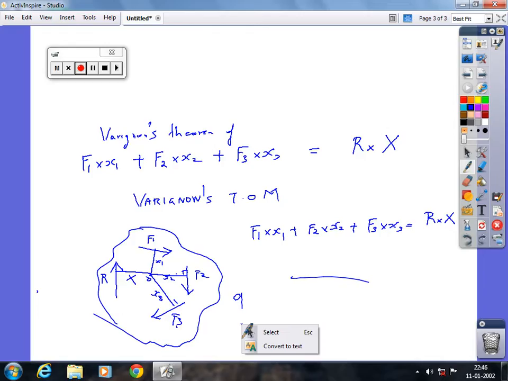Okay, so now we can just write, based on this, Varignon theorem of moments is defined as the sum of moments of a number of forces is equal to the moment of the resultant.